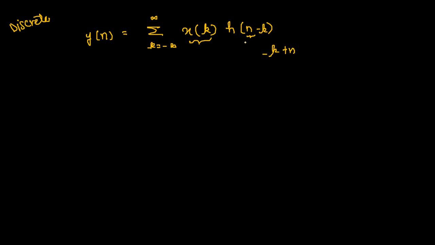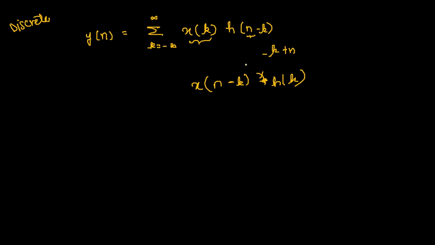So there are four operations which are being performed. Another important thing is you can also take it as x of n minus k multiplied by h of k. There's no difference between the two. You can fix either signal and perform the operations on the other signal. But usually, since the unit impulse response is a much simpler function, we tend to fix the input function and perform operations on the other.